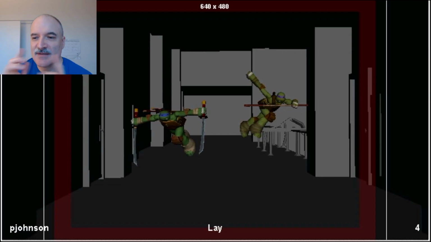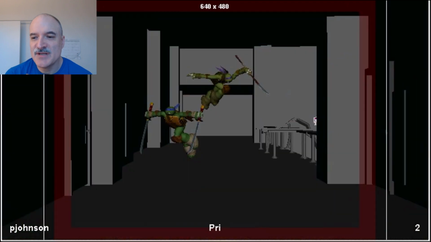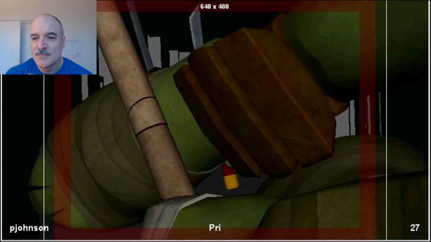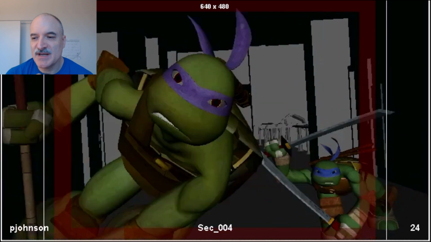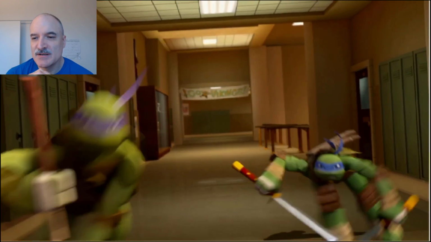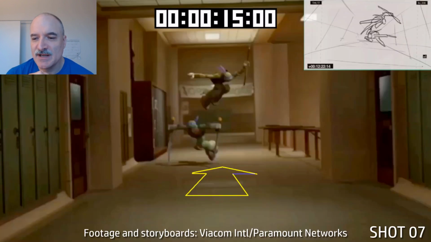So we've got storyboard stage. Here's our layout. Here's primary. This is all 50% speed. Here's our secondary. Here's one of the first iterations of final lighting.